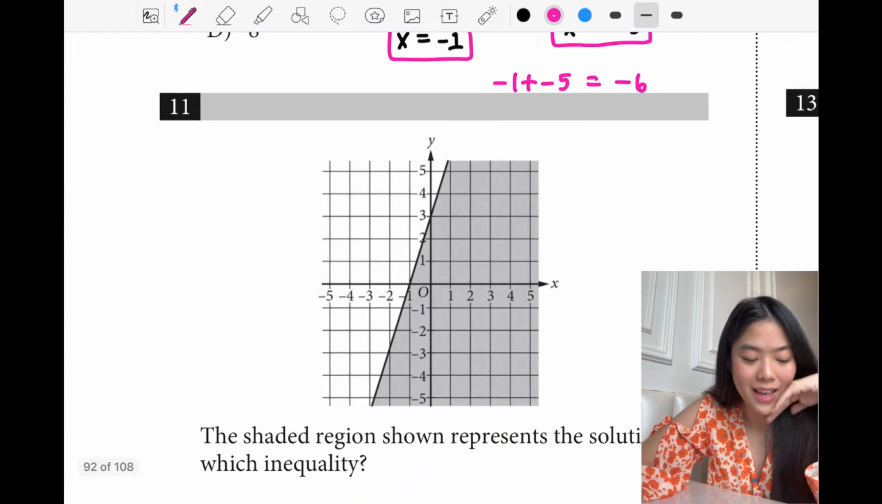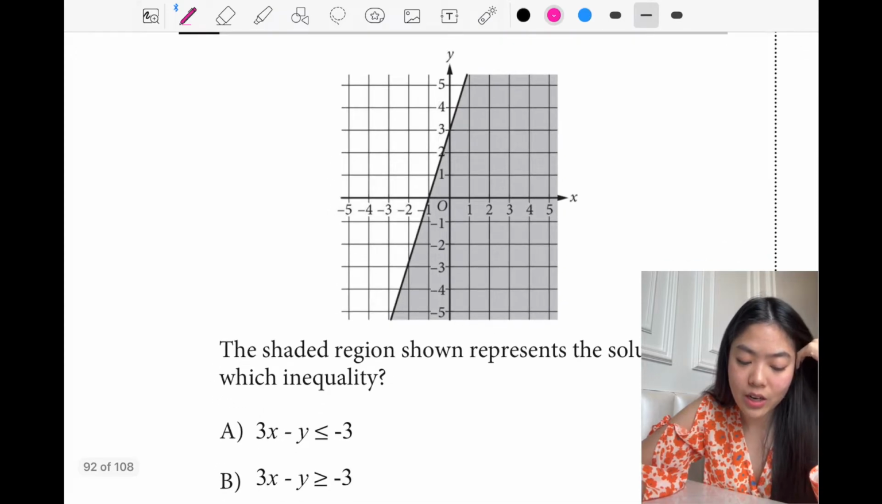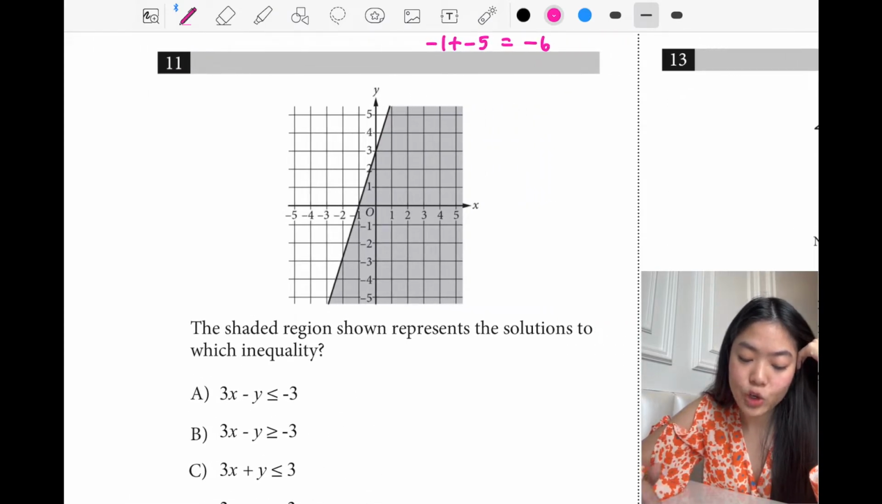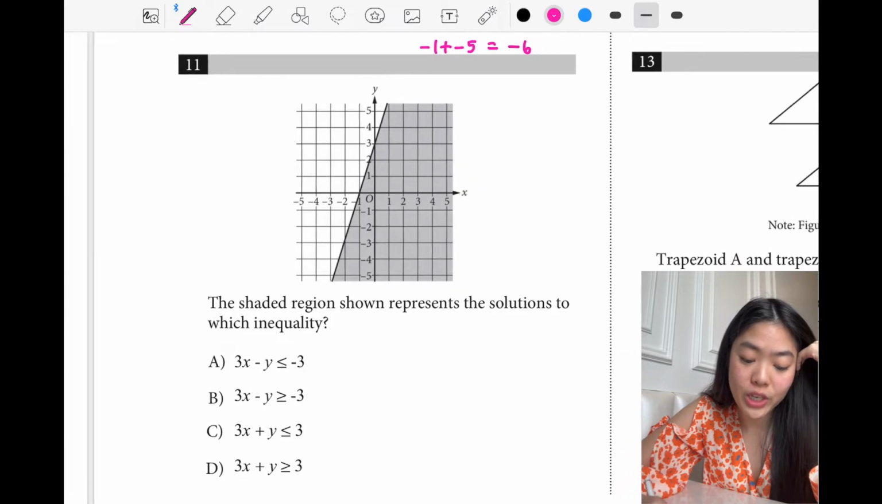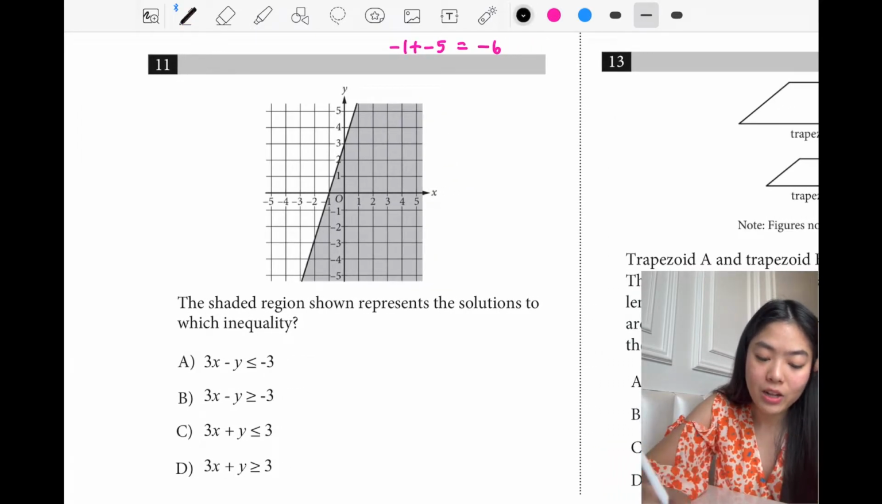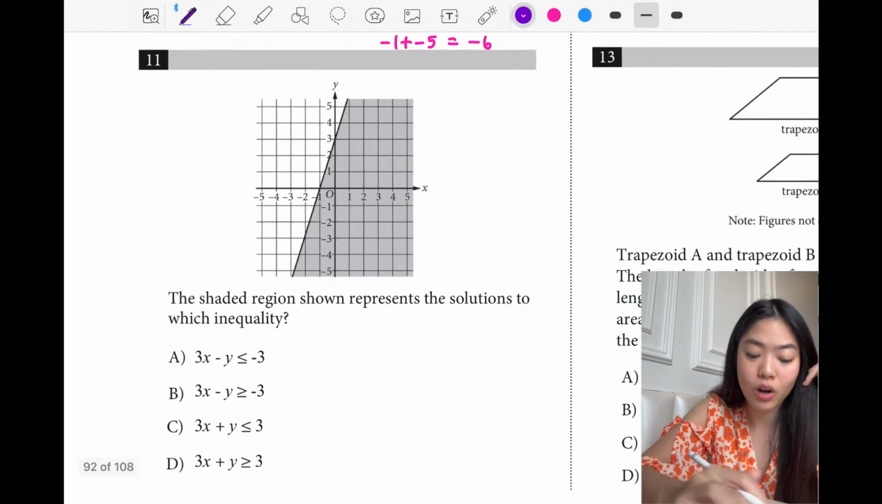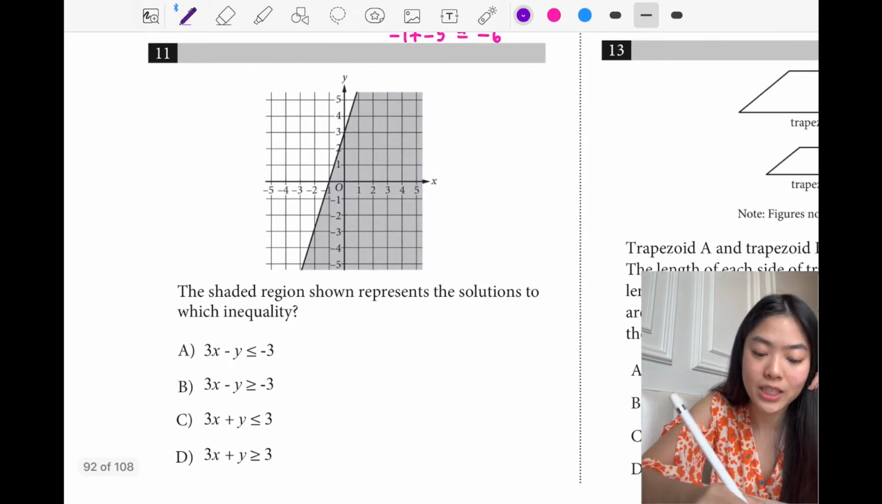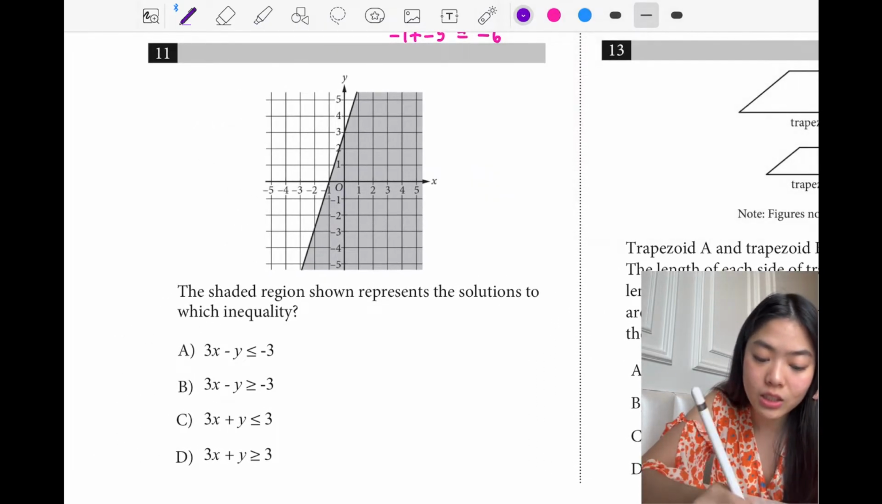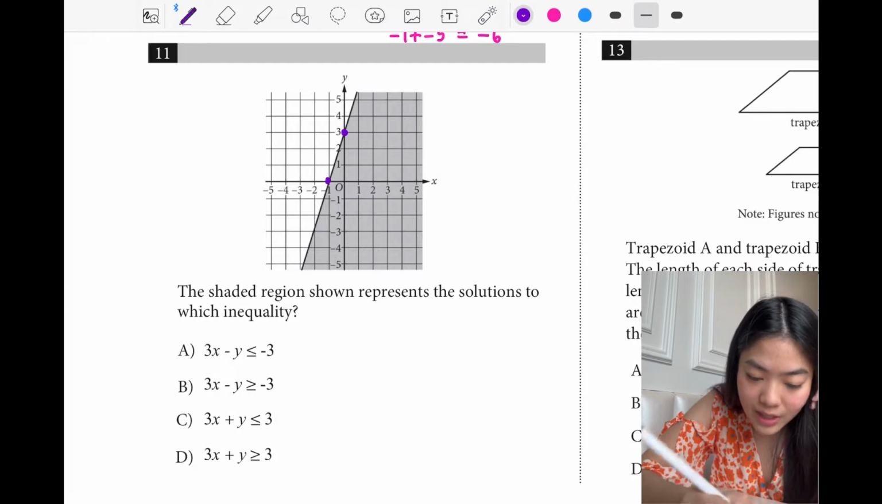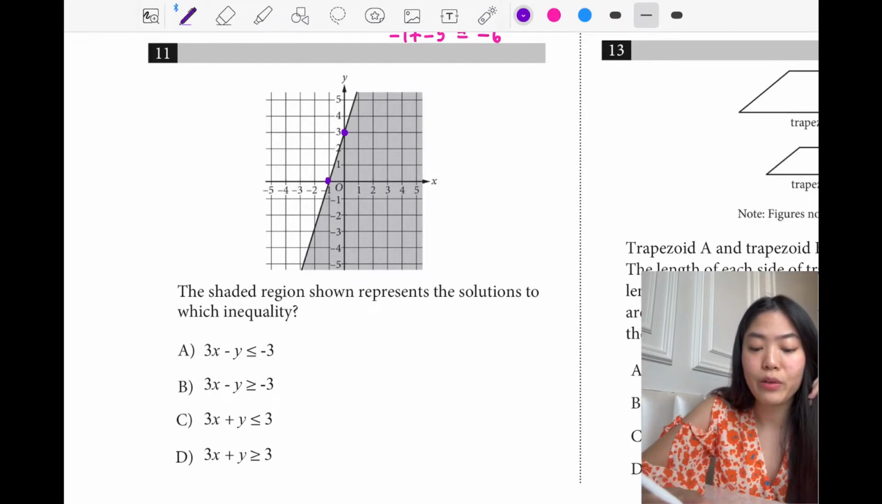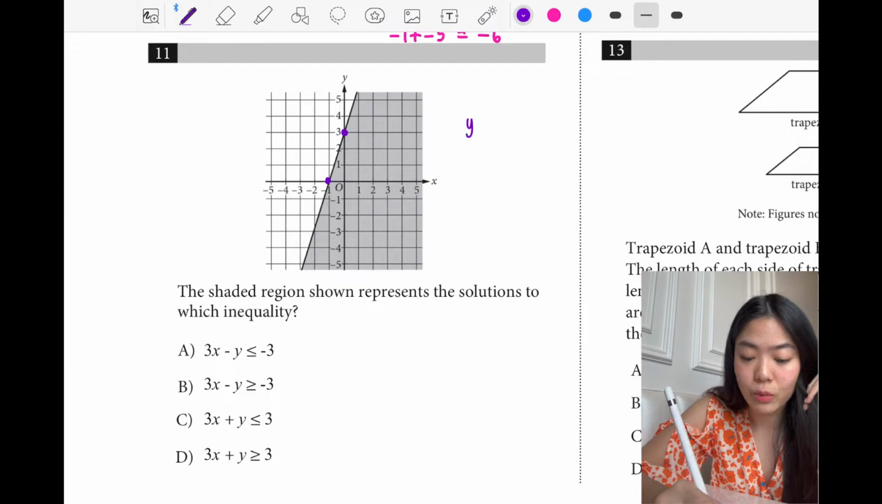Okay, next, question 11. The shaded region should represent the solution to the inequality. From here, I suggest you construct the linear equation. As you can see here, the y-intercept is given. We know the y-intercept is at 3. So we can write y = mx + c, right? With the c here, we can write it as 3. Then we can quickly find m.